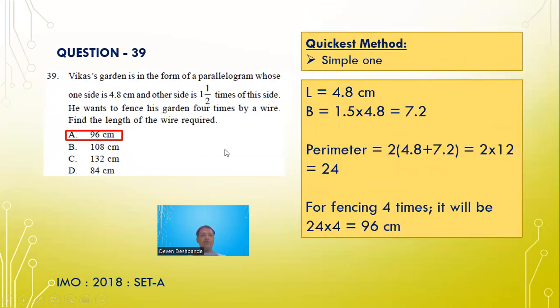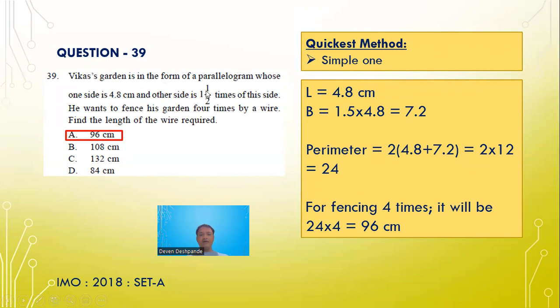Okay. Vivek's garden is in the form of a parallelogram whose one side is 4.8 centimeter and other side is 1.5 times of this side, 1.5 times of 4.8. He wants to fence his garden 4 times by a wire. Find the length of the wire required, isn't it? So garden is very small, 4.8 centimeter is very, very small. Anyways, so length is 4.8 centimeter.